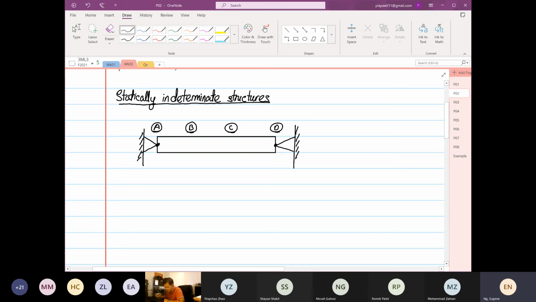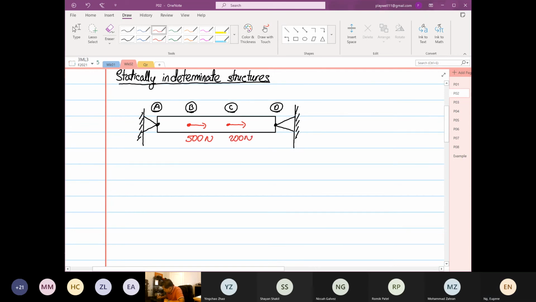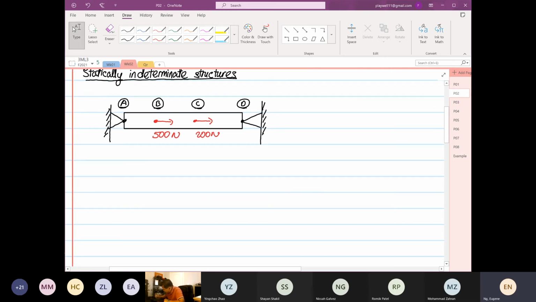Okay, and at each point B and point C, we have a force in this direction, and this is 500 Newton, and this is 200 Newton. Okay, and then we have our transformation where this is X and Y, and this is the rotation in our Z.